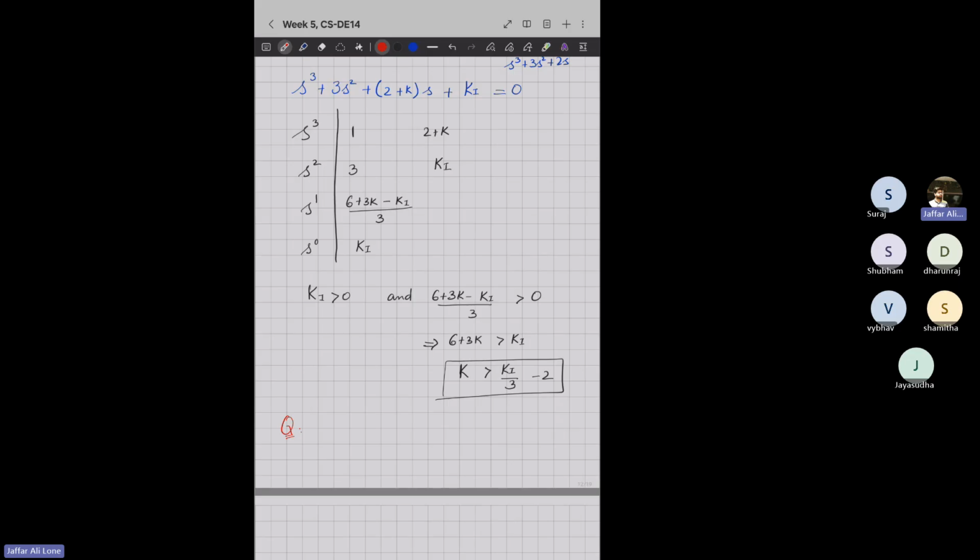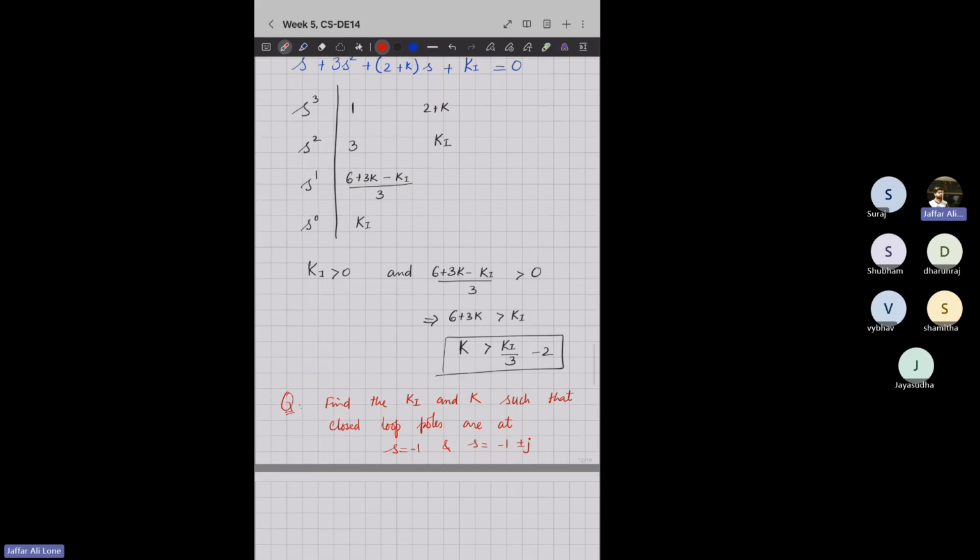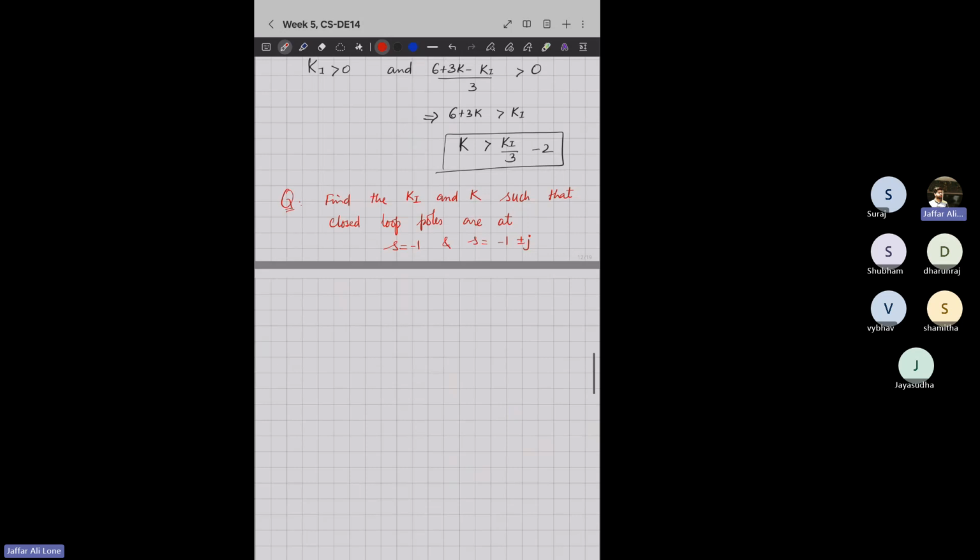Now in this question, find the value of Ki and K such that, very interesting question, the closed loop poles are at s equal to -1 and s equal to -1 plus minus j. Please solve it.